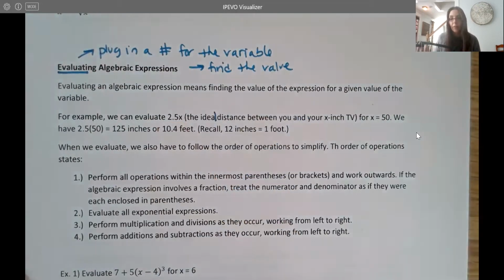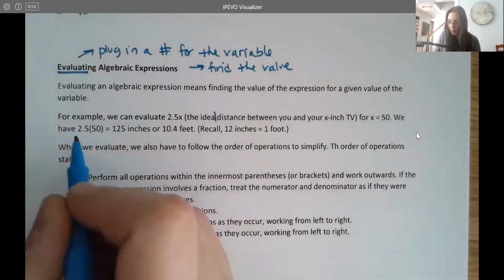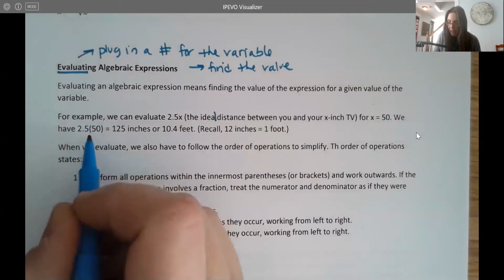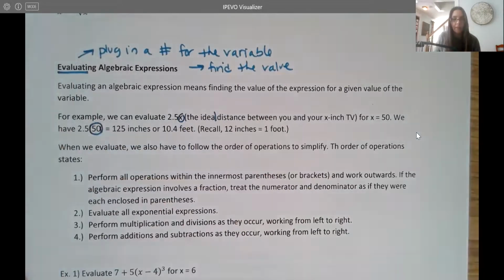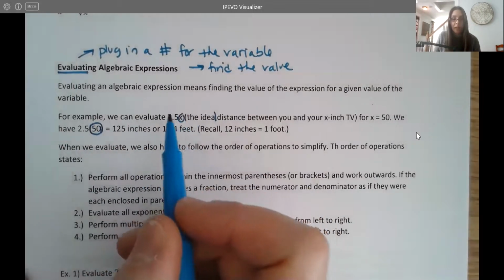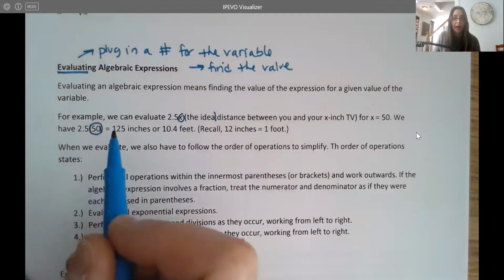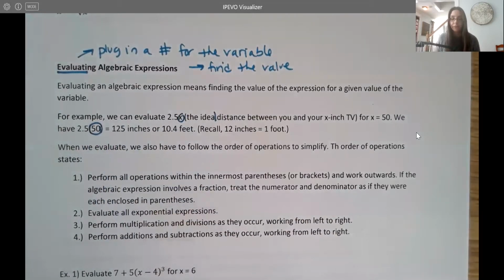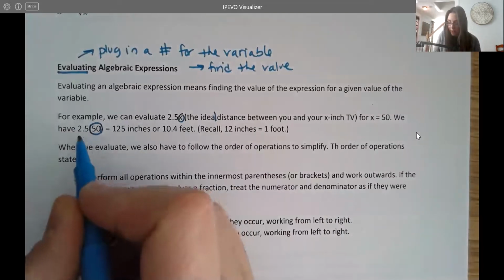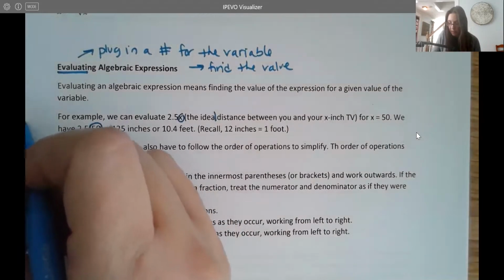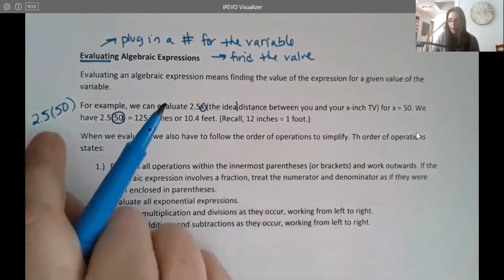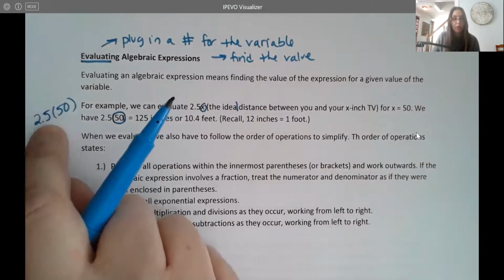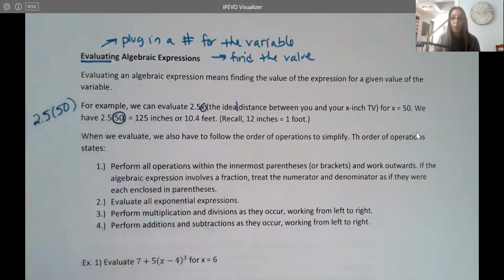So if we want to evaluate for that 50-inch TV, what we're looking for here is 2.5. And then we replace that x with the value of 50 in this case. Again, we have multiplication going on here, so we're going to multiply to get 125 inches. Now, when I evaluate, I do like to use parentheses. So you're going to notice that I wrote it like this. It just helps me remember when I plug things in that a lot of times I have to multiply. So again, when you see two numbers touching with parentheses like this, no plus or minus symbols in between, then we're going to be multiplying.